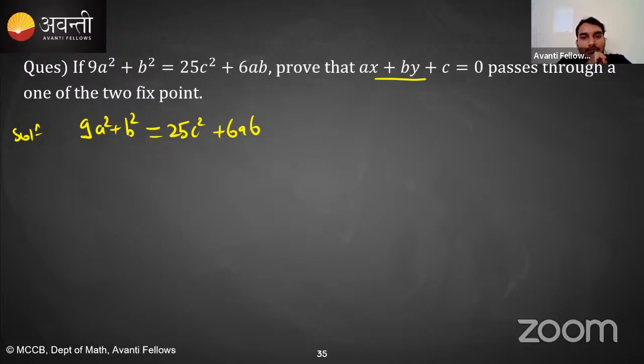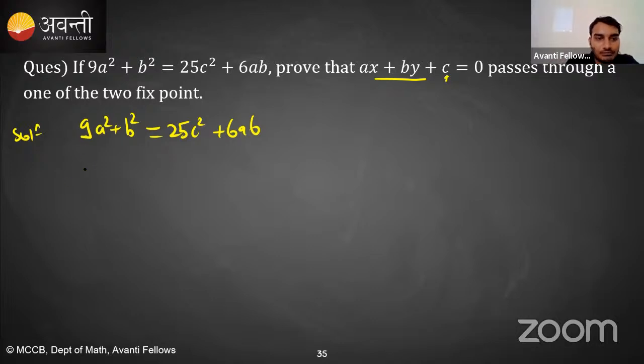Tell me how you will do it. Again, the line passes through a fixed point. So it means there will be a situation where L1 plus lambda L2 equal to 0 is coming. So we have to create that situation. So how will you create it? If I am able to get a relation between a, b and c, then I can replace the c in terms of a and b. a को अलग कर लूंगा, b को अलग कर लूंगा. So then it will easily become L1 plus lambda L2 equal to 0. Yes or no? So this is the thinking.